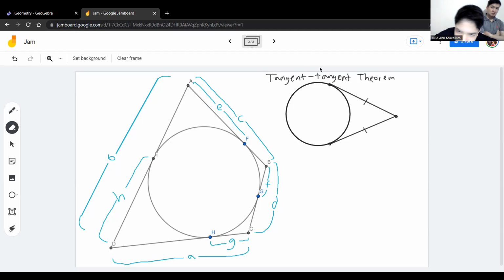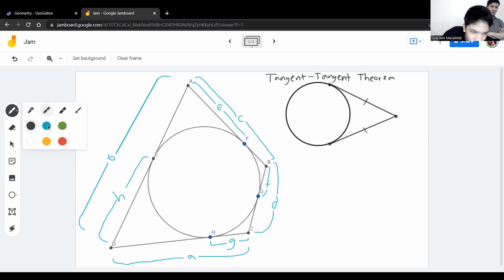These two tangent segments are equal in measure and length. Okay, now I will use it extensively here. I'll use a different color. AF is tangent and it originates from A, same with AE, so this is equal. So therefore, this is E.